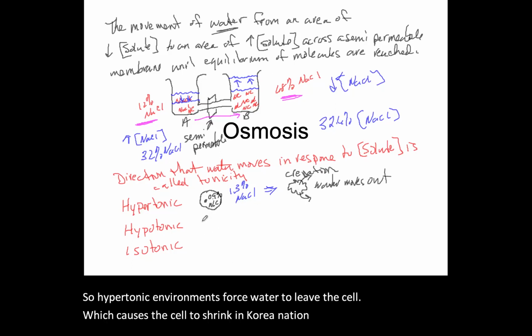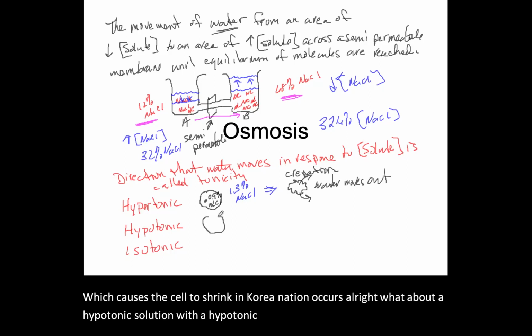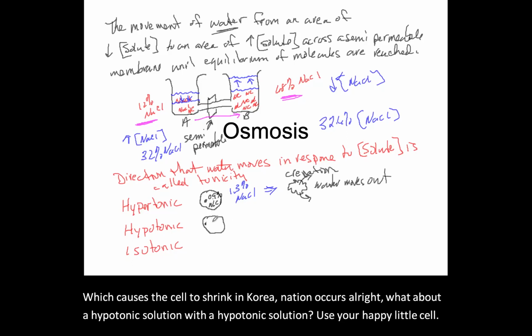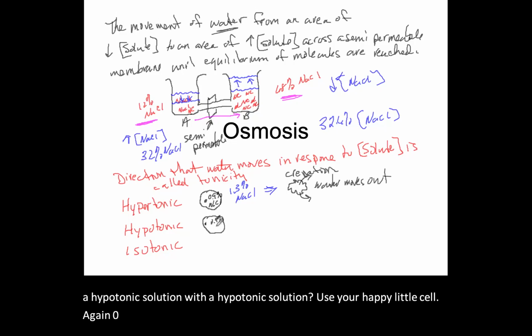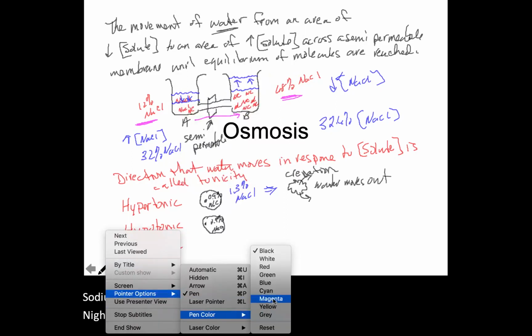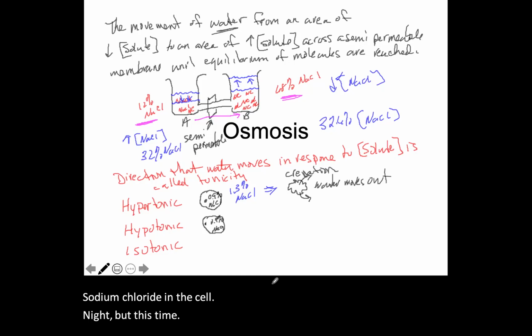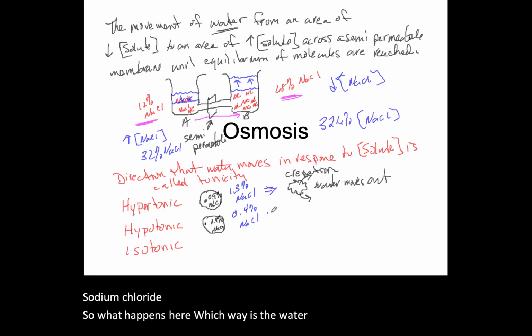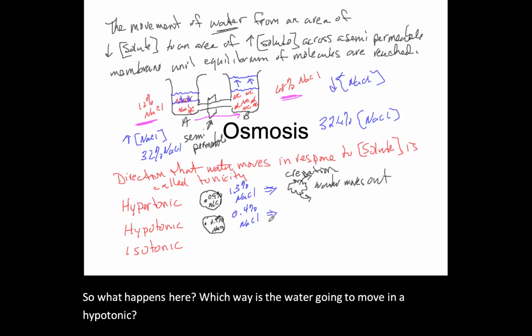All right. What about a hypotonic solution? With a hypotonic solution, here's your happy little cell. Again, 0.9% sodium chloride in the cell. But this time, the surrounding environment is at 0.4% sodium chloride. So what happens here? Which way is the water going to move in a hypotonic solution?